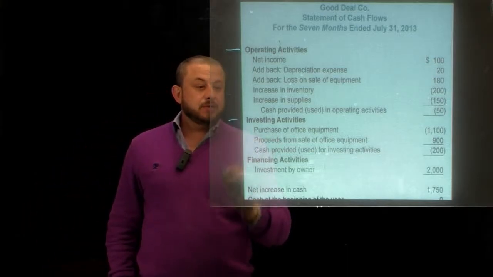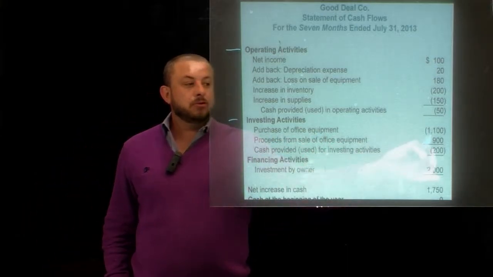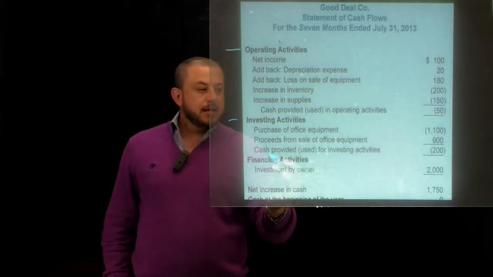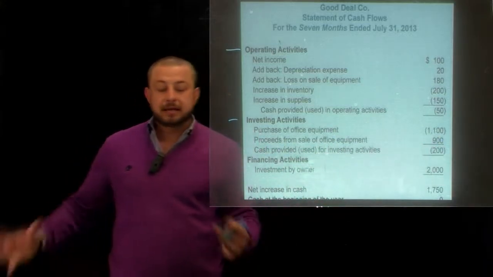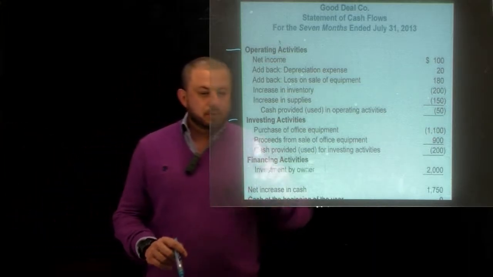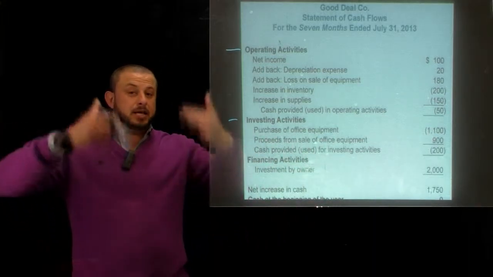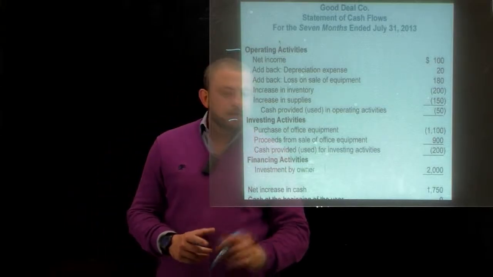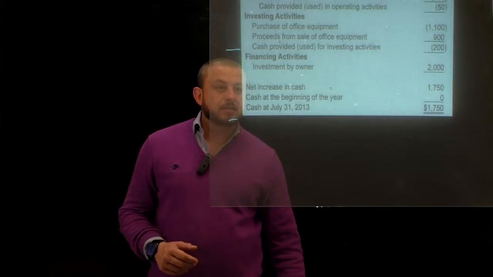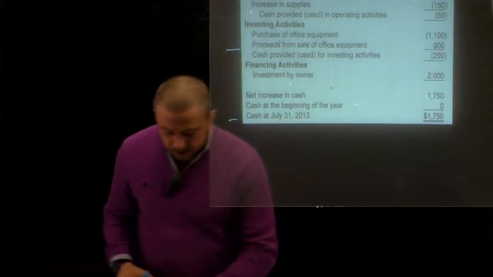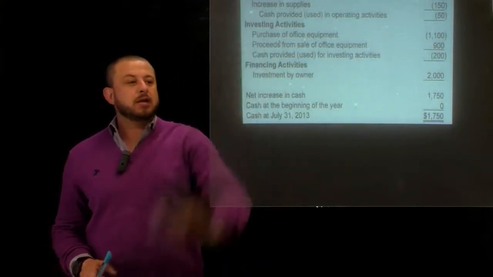We have investing activities: purchase of office equipment, which of course has to be listed as negative, and proceeds from the sale of office equipment, which is listed as positive because it's coming in. If it's proceeds from the sale, it's cash flow coming in. And then we have the financing activities, investment by the owner, and the owners are the shareholders.